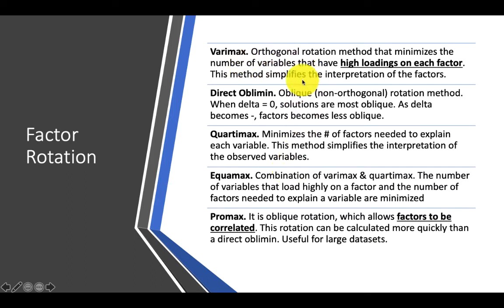As you can see, Varimax is actually orthogonal. Varimax and Equamax are orthogonal, so they assume there's no correlation between factors. The factors are not highly correlated with one another. As for Promax, it allows factors to be correlated. Oblimin is also an oblique rotation. So this is what we call oblique, right? Varimax and Equamax are orthogonal.